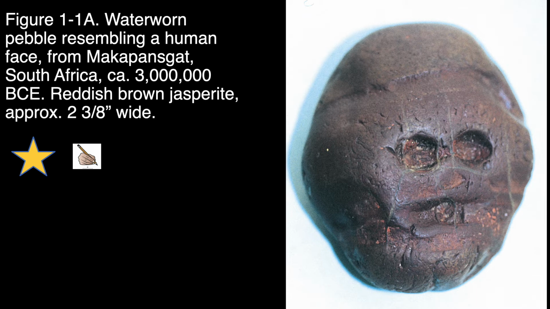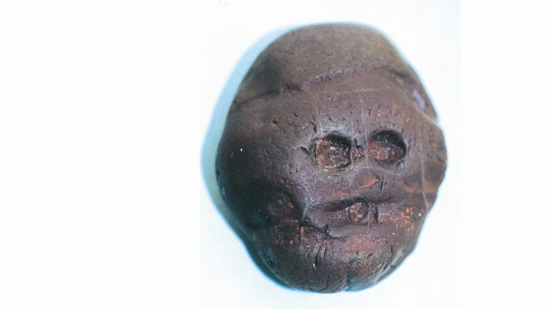Next object is a water-worn pebble resembling a human face from South Africa, approximately 3 million BCE, reddish-brown jasperite, and approximately 2 inches wide. Is this pebble art? For art historians to classify an object as an artwork, a found object such as the Makapansgat pebble must have been modified by human intervention beyond mere selection.